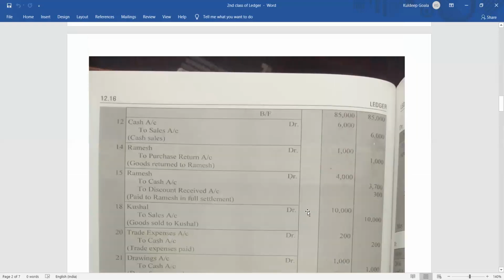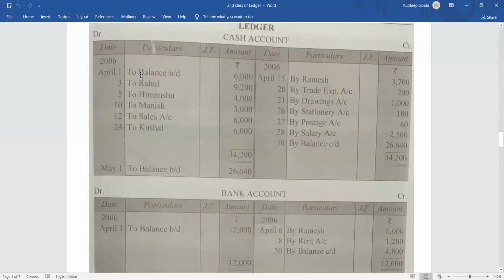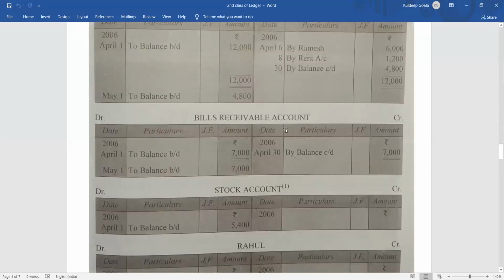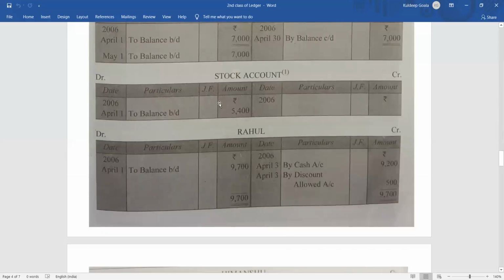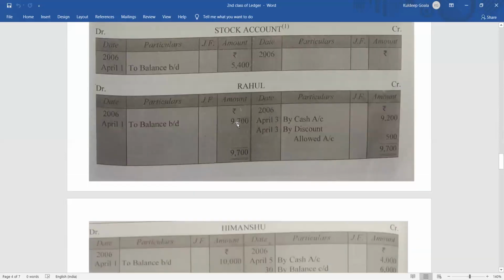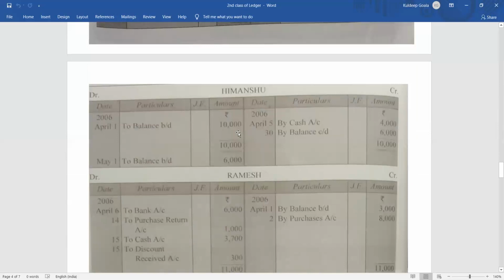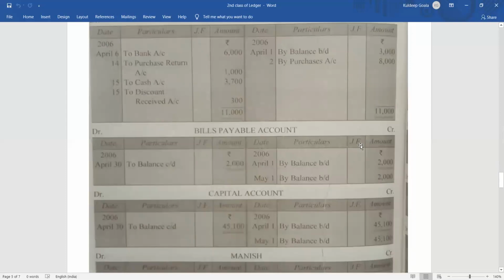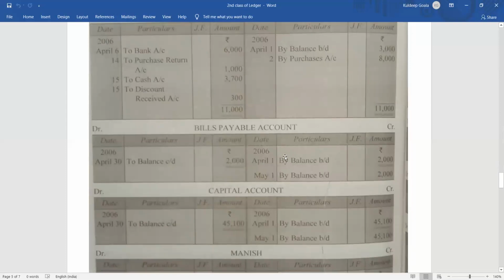You can see here in the ledger accounts, it is there. Cash account on the debit side, to balance brought down 6,000. Bank, to balance brought down 12,000. Bills receivable, to balance brought down 7,000. Stock also the same, to balance brought down 5,400. Same with Rahul, 9,700. Same with Himanshu, 10,000. And Ramesh, 6,000. Now Ramesh is credited, isn't it? So go to the credit side and write by balance brought down 3,000. If you write on the debit side, it is to balance, and if you write on the credit side, it is by balance, right? Then coming to the next one, bills payable. Bills payable also, by balance brought down 2,000, isn't it?